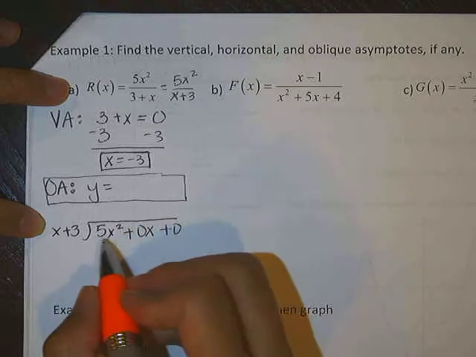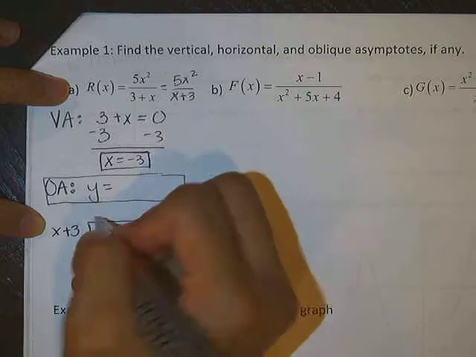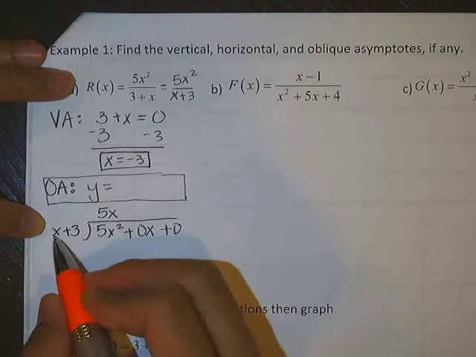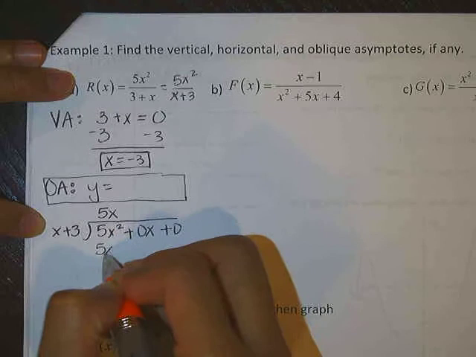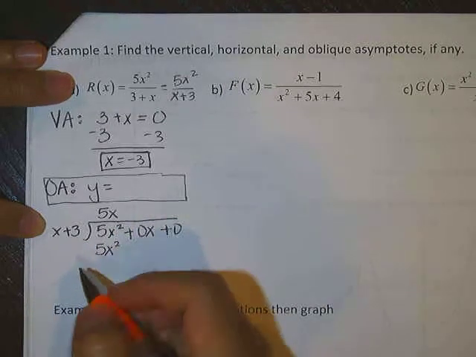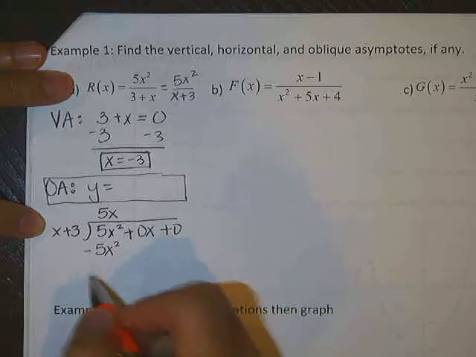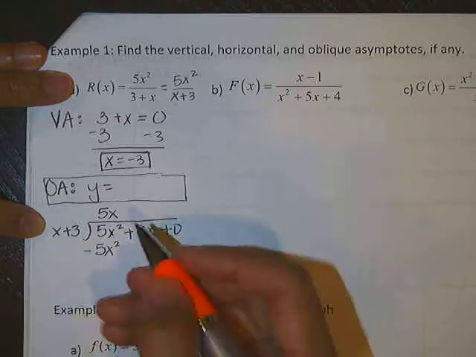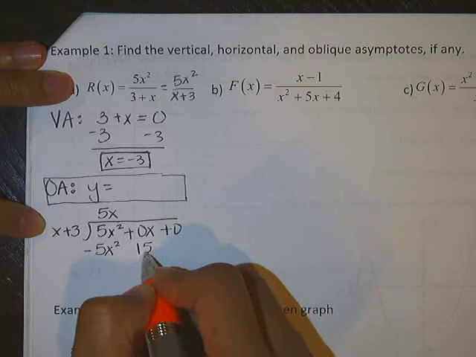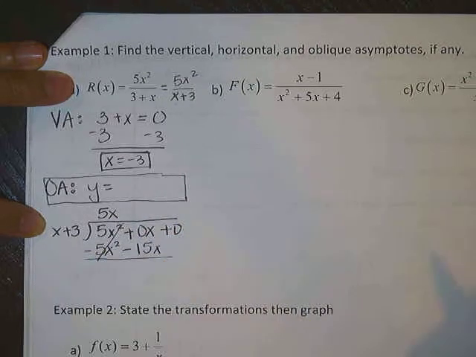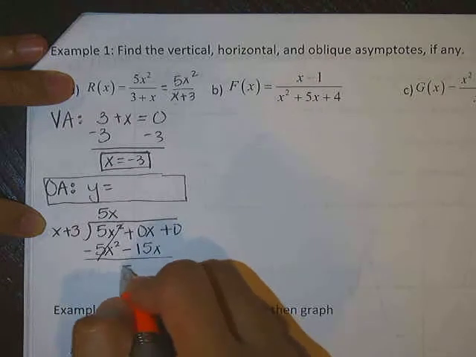Okay. So 5x squared divided by x, I'm going to end up with 5x. 5x times x is going to be positive 5x squared. Remember, you got to go in and change the sign. If it's negative, you change it positive. If it's positive, you change it negative. 5x times 3 is positive 15x. But you got to change the sign to negative. So the first 2 terms will always cancel each other out. So we're going to combine those.